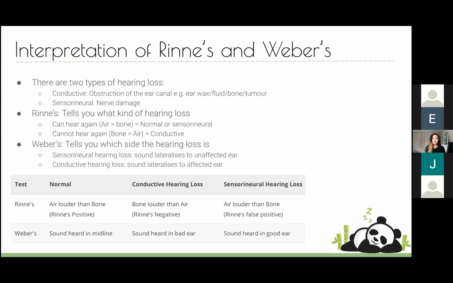And then you do your Weber's. You hit your tuning fork, place it on their forehead region, and you ask, does it go to one side? If it's conductive, then the sound will lateralize towards the bad ear, so the blocked ear. The way that you can remember that is if you block one ear and you start talking, you notice that the sound goes that way, and it's blocked, but it sounds louder on that side. Sensorineural is the opposite. So yeah, there's another table there. This is Elena's slide. She's brilliant. Take another look and make sure you know this because they ask you.